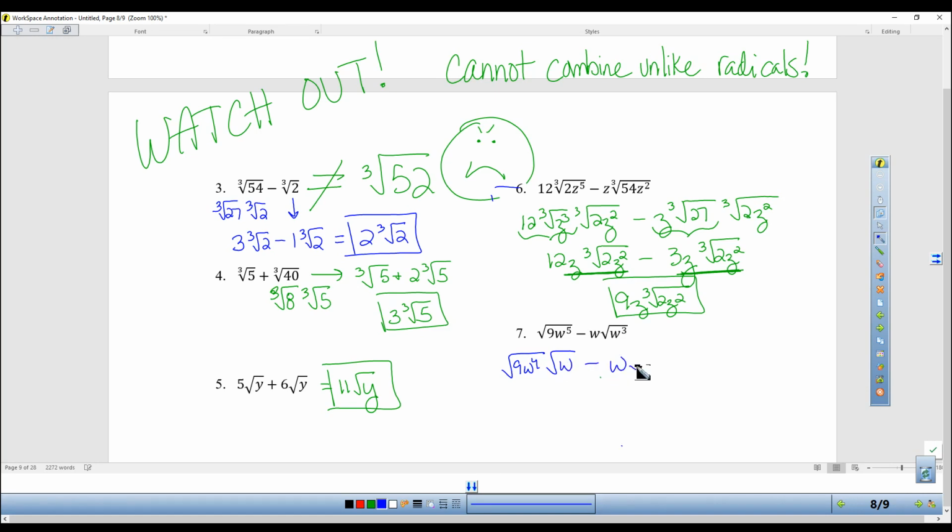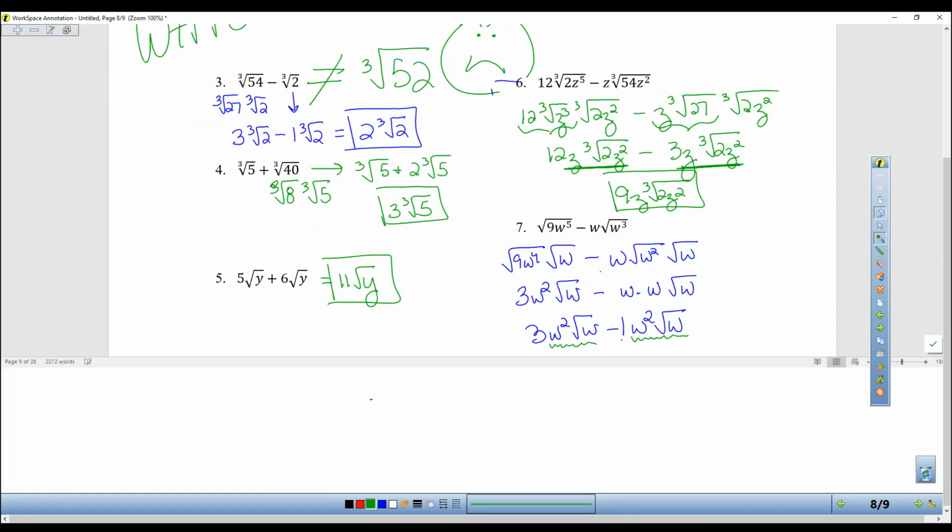This is also a square root. So w squared is a perfect square, and w. This gives me 3w squared square roots of w, and this gives me w times w square roots of w. 3w square roots of w minus w squared square roots of w. The coefficient here, even though you can't see it, is a 1. And again, as long as everything other than the coefficient is the same, then you can combine like terms. So I have 2w squared square roots of w.